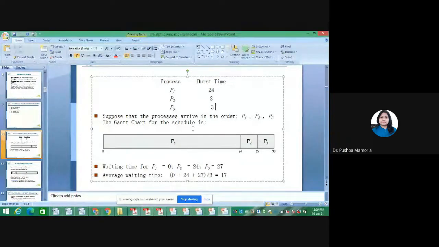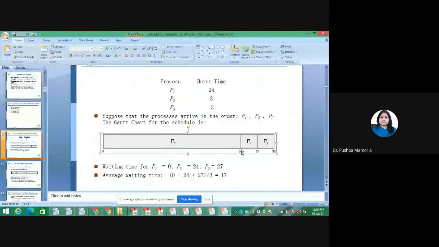Then after completion of P1, the next process will start execution. So P2 will start from 24. The total execution time is 3, but P1 was executing, so P2 has to wait till 24 when P1 completes its execution, right? Then P2 will start from 24 and the burst time is 3. So 24 plus 3, up to 27, P2 will complete the execution.